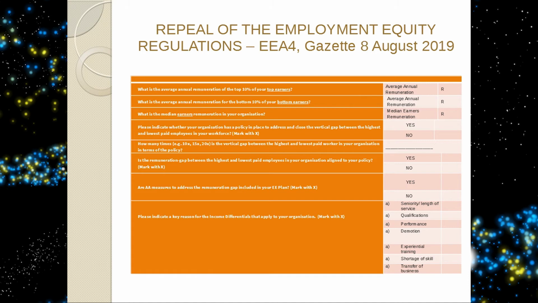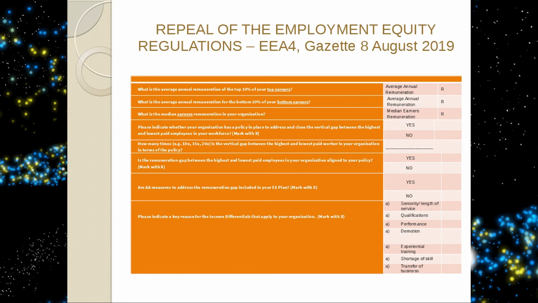Please indicate a key reason for the income differentials that apply in your organization. Prior to the 8th of August 2019, you were able to provide a couple of reasons. What we have seen as of the 8th of August last year is you can only now select one key reason. You will see when you submit your report, you most probably have seen it last year as well. When you select qualifications, it will by default only accept qualifications. Or performance, it will only accept performance. I'll get to the questions on the EEA4 because this is imperative that you understand how to compile, complete and submit this report.